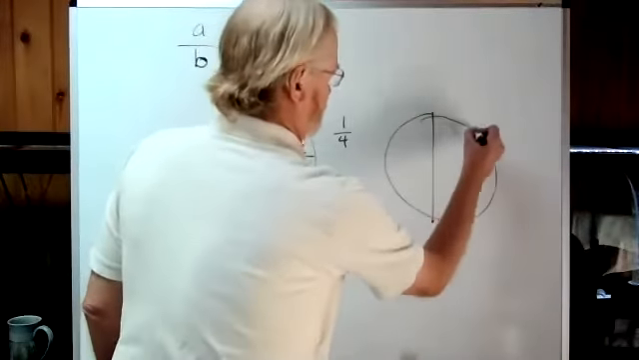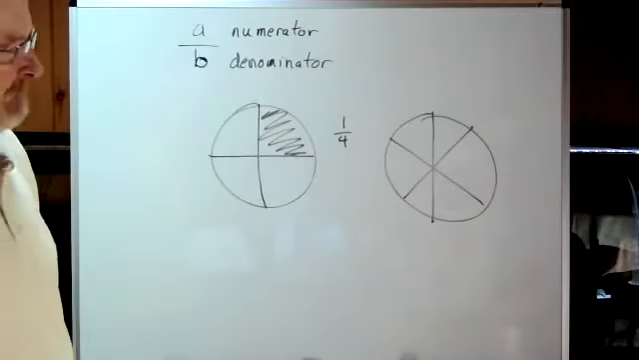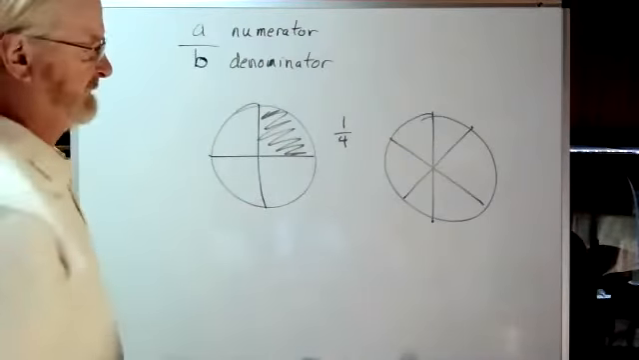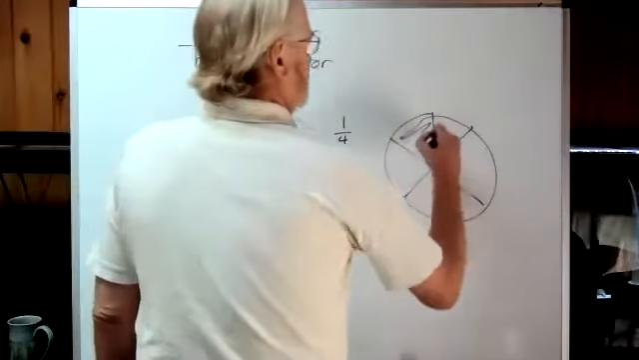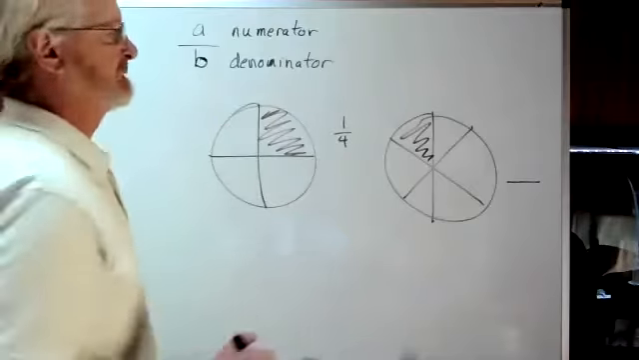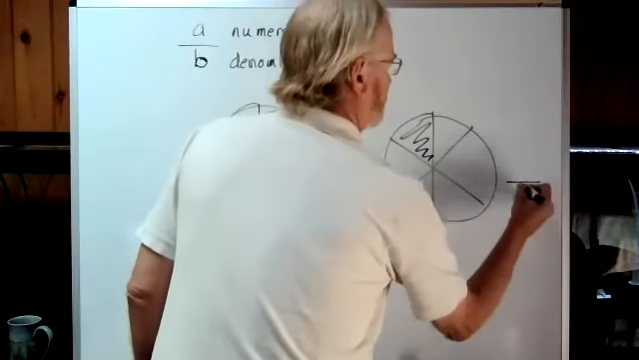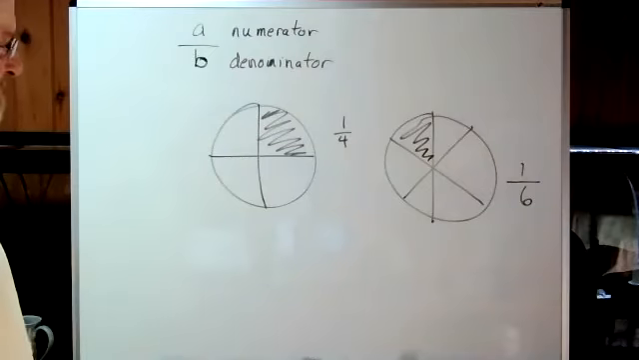If you're not that big a pizza eater, maybe I've cut it up into terrible size pieces, but they're supposed to look like they're the same size, right? So here, how many pieces did I cut it up into? 6 equal sized pieces. Pardon my drawing. So that represents 1 out of 6, 1/6.